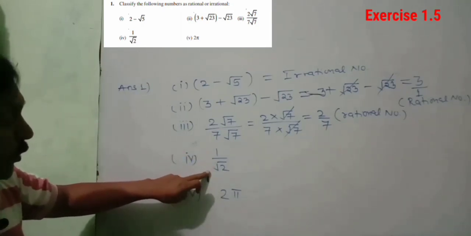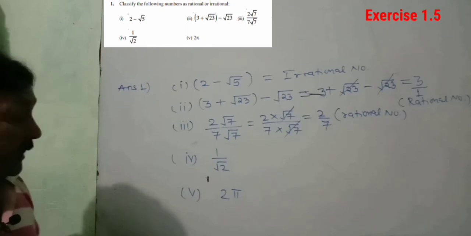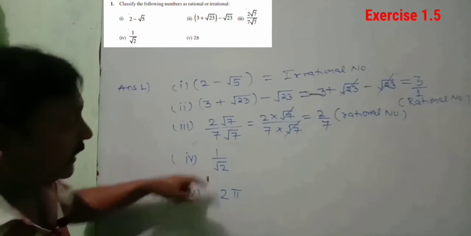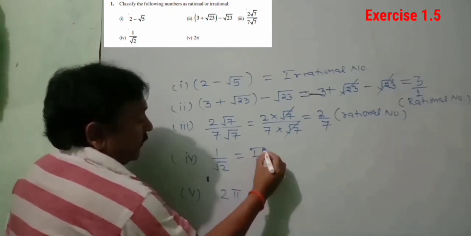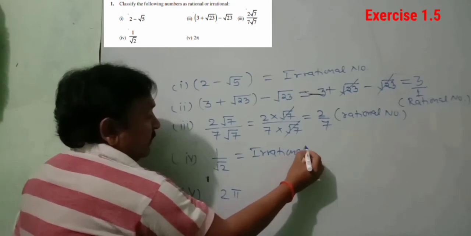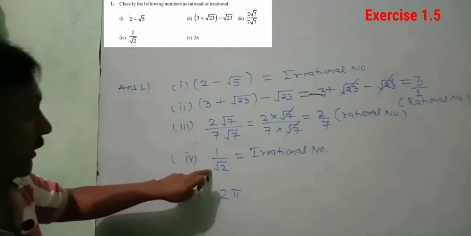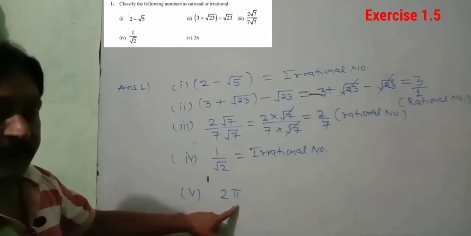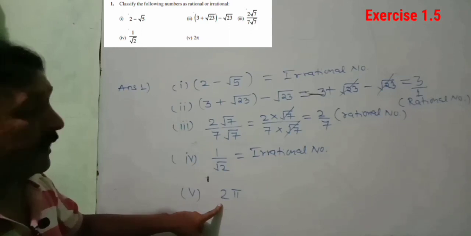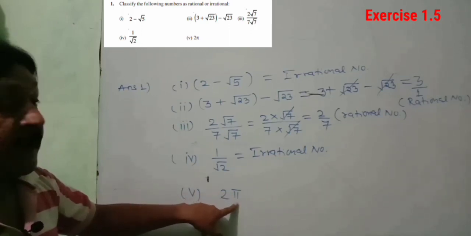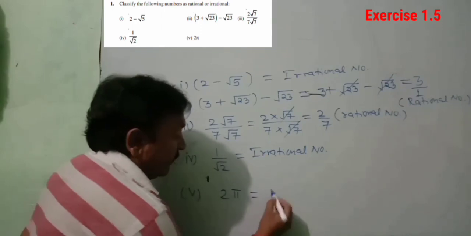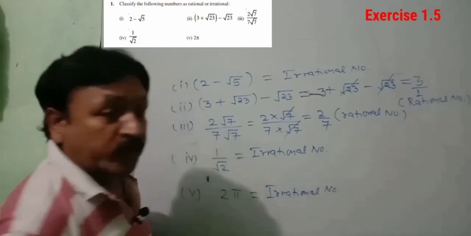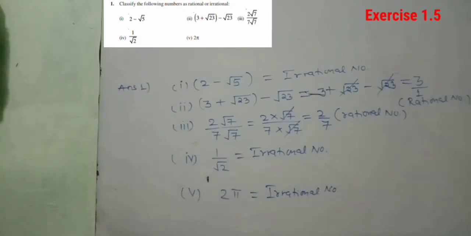It is 1 upon root 2, and I had told you in the properties that if a rational number is divided by an irrational number, then we will get what in return? Yes, we will get an irrational number. So it is an irrational number. 2 pi: we all know pi is irrational and 2 is rational, and if a rational number gets multiplied with an irrational number, then in return we get an irrational number. Understood? See it in a proper way, and then we will do question number 2.